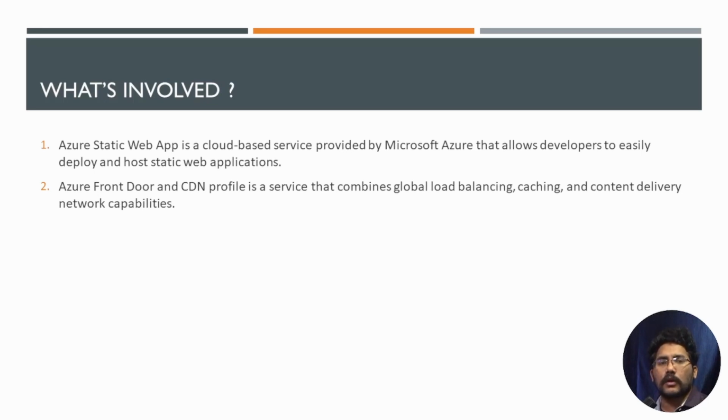Second one is Azure Content Delivery Network profiles and Front Doors. That's the service we are going to use for CDN, which provides global caching and content delivery, which can be configured for static web apps, storage accounts, static websites hosted on storage accounts and others. Okay, so these are the things which are mainly involved.